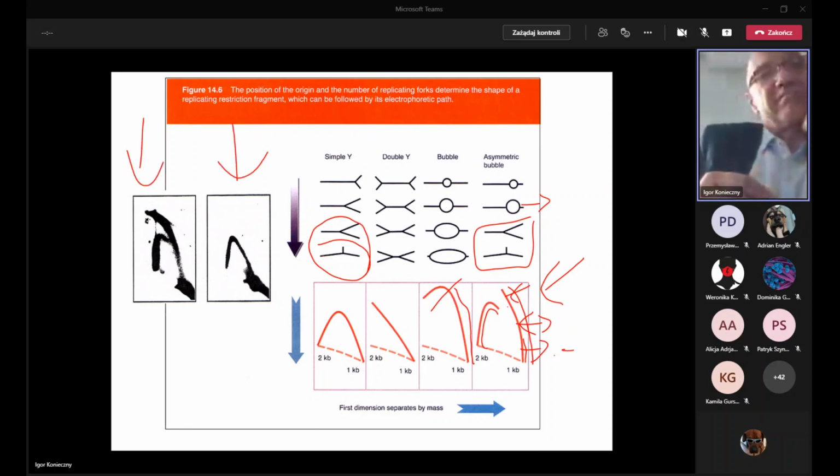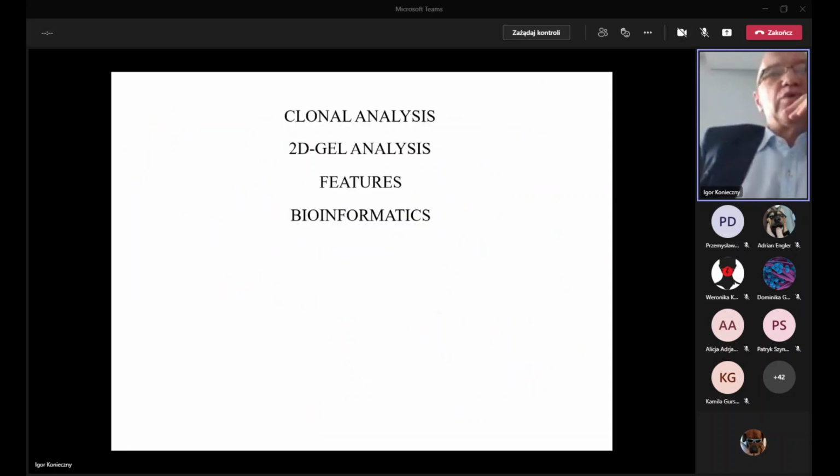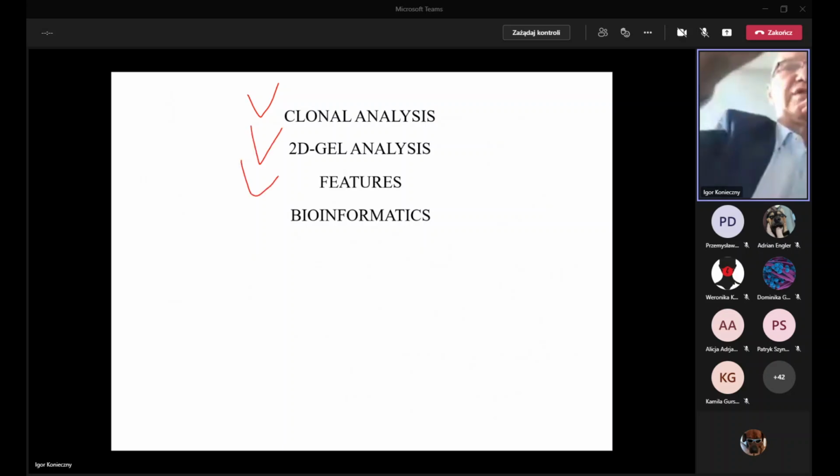It looks like, I would say, not very easy for interpretation, but actually based on the understanding of what is there, you can understand the picture and find the site and position at the chromosome and direction of replication initiation. Okay, so we have clonal analysis and 2D gels, and now features.